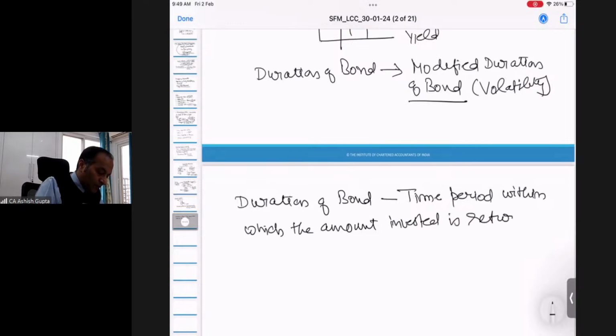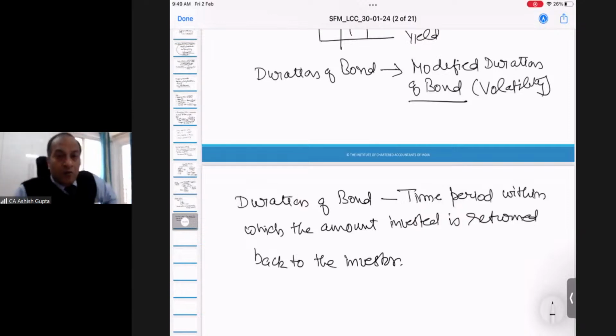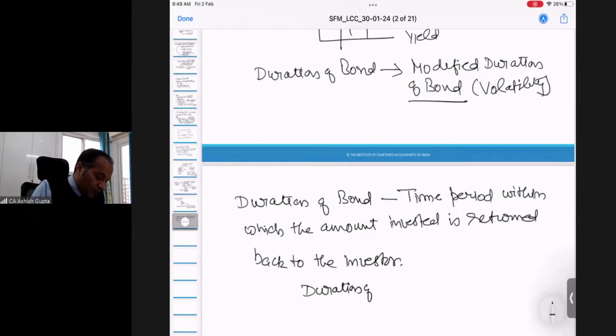is returned back to the investor. Higher the coupon rate, lower will be the duration. So normally, the duration of a coupon bond will be less than its maturity period.